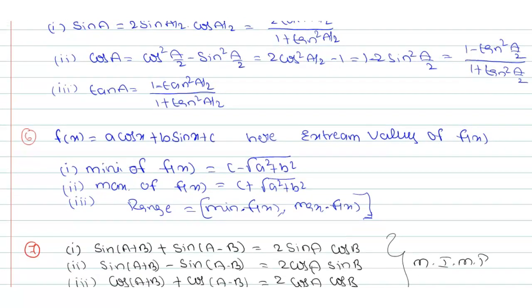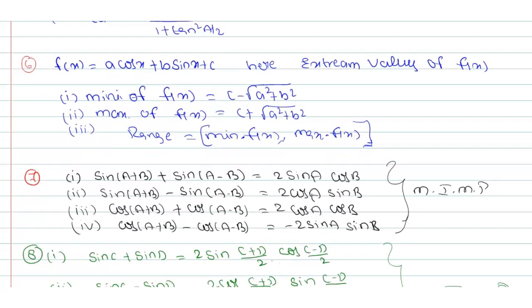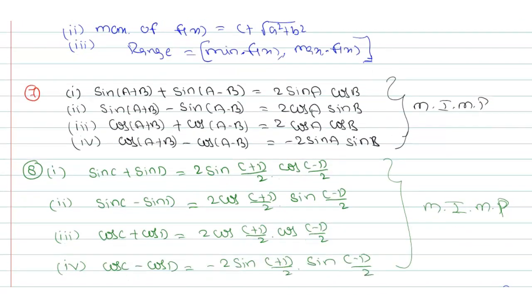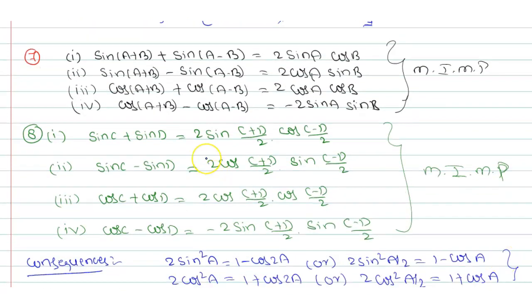Okay. Next, here we have another set of formulas. Sin A plus B plus sin A minus B is equal to 2 sin A cos B. And sin A plus B minus sin A minus B is equal to 2 cos A sin B. Cos A plus B plus cos A minus B is equal to 2 cos A cos B. And fourth formula: cos A plus B minus cos A minus B is equal to minus 2 sin A sin B.